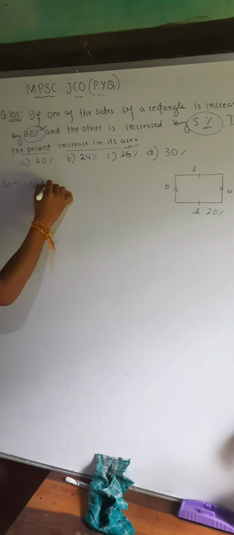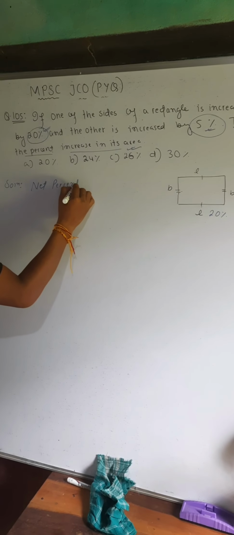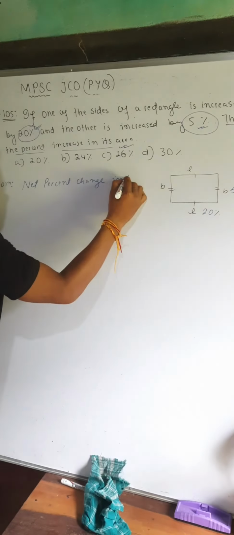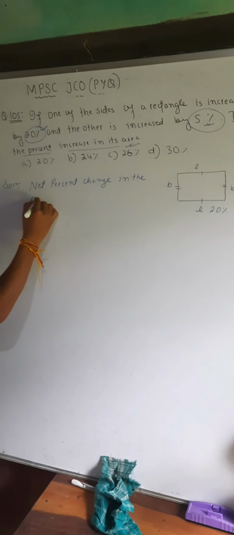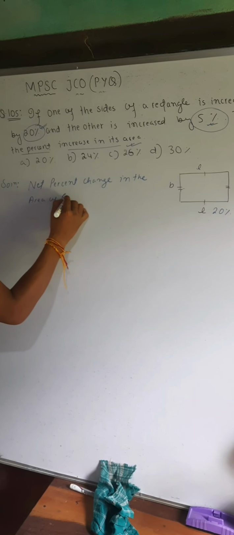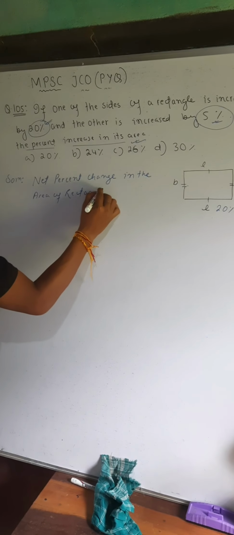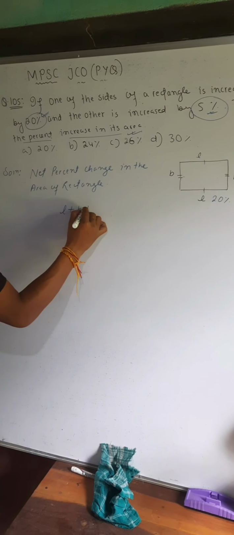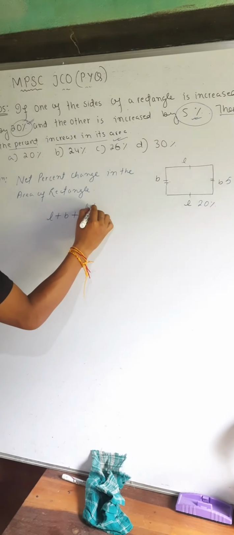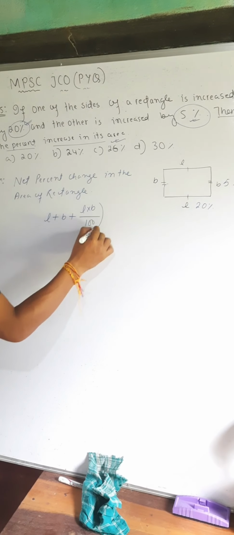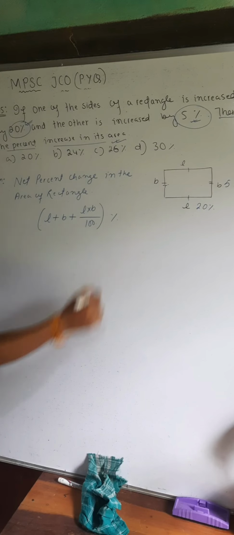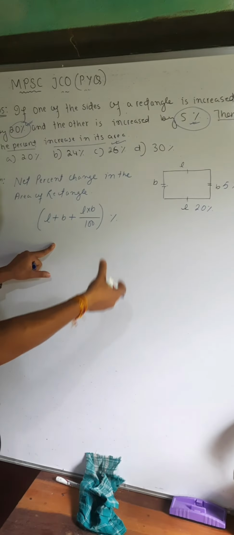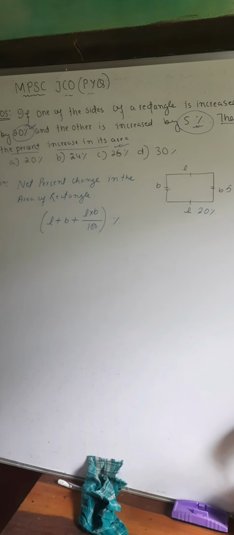Net percent change in the area of rectangle. So this formula is length plus breadth plus length into breadth divided by 100. Since this is percentage, you write percentage here. So length is increased by 20% and breadth is increased by 5%. What is the net percent change in the area of rectangle?